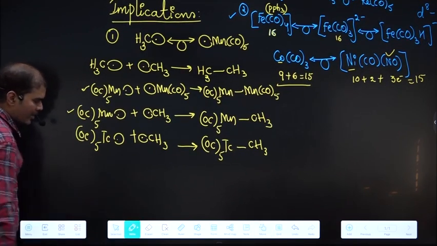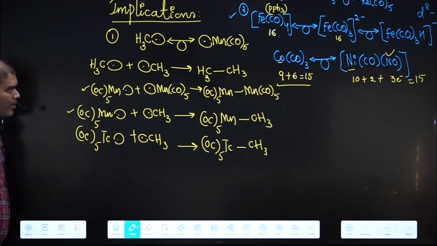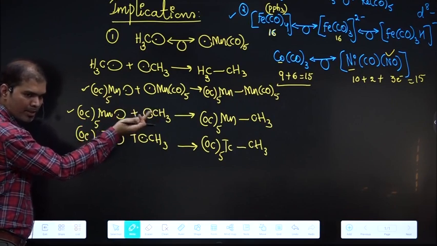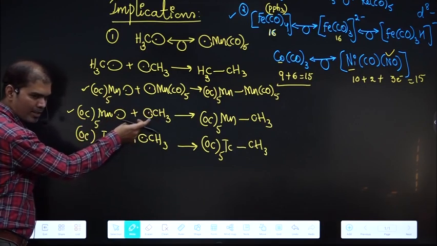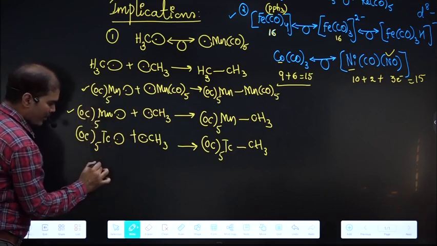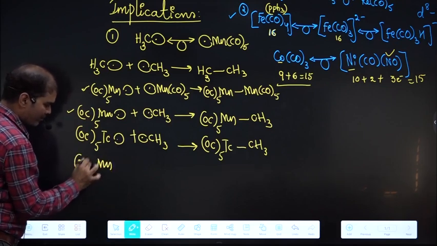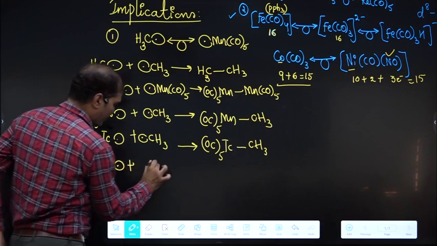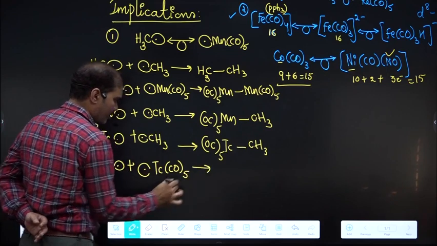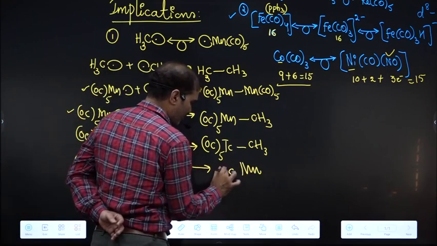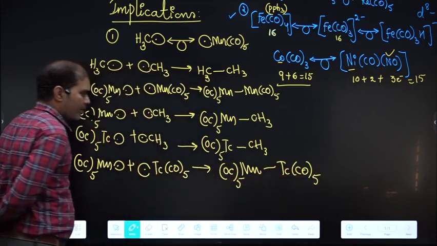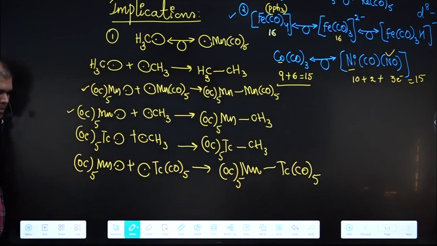Okay? Take down these examples. If a methyl is able to combine with another methyl to give you ethane, Mn(CO)5 can also combine with another Mn(CO)5 to give you Mn2(CO)10. Mn(CO)5 is isolobal with a methyl, therefore the two can merge, or technetium and methyl can merge. Or I may take a Mn(CO)5 and combine with it a Tc(CO)5 or a Re(CO)5. It is also possible, and they have performed all these reactions. They got the products. It means Hoffmann's isolobal analogy is working.